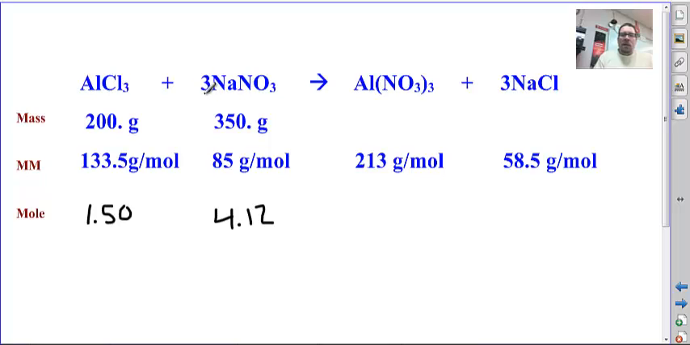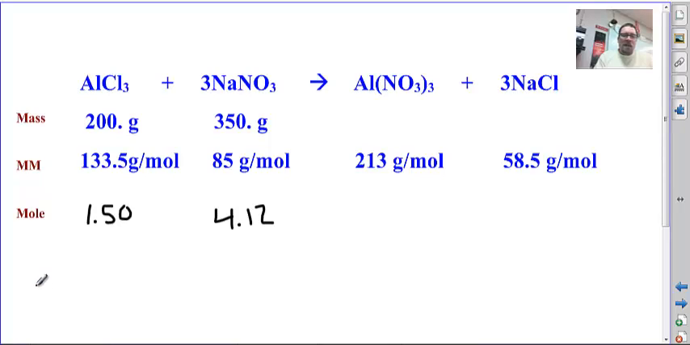If you don't have 3 times the amount, then this can't be the limiting reactant. It would have to be this one. Okay. Now, how do I know that? This would be true if these had the same coefficient, but they don't. So how do I check?